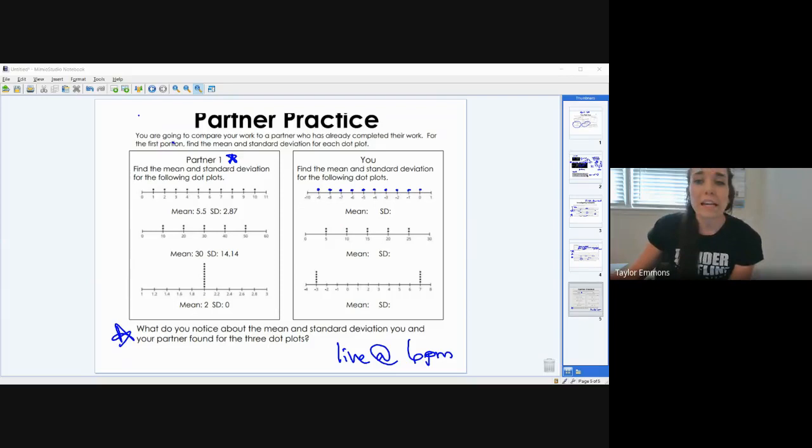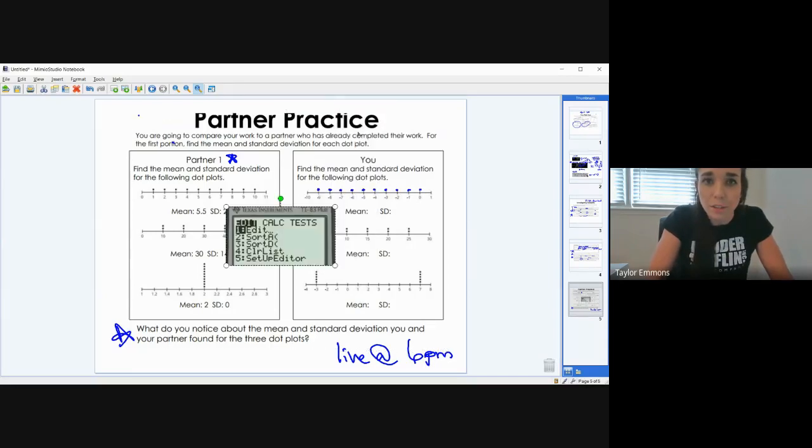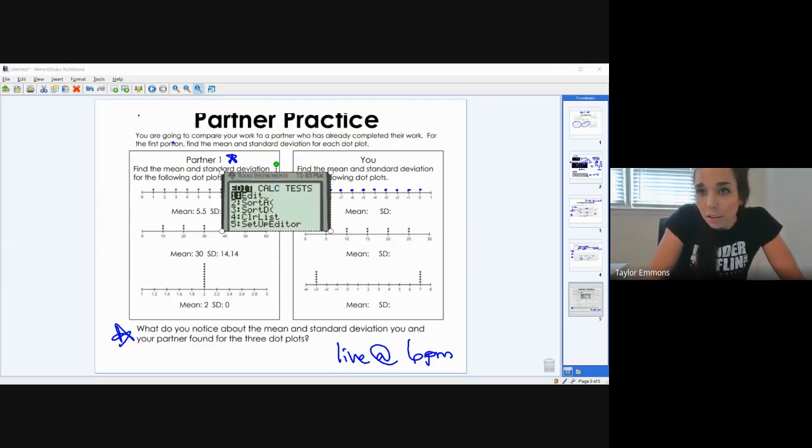Okay, so the next thing that you're going to do is you're going to hit stat. And it's going to pull up this screen right here. So it's going to look like this once you hit stat. Okay, then you're going to scroll to the right and you're going to click on calc, which it'll pull up a list, and that list will look like this.